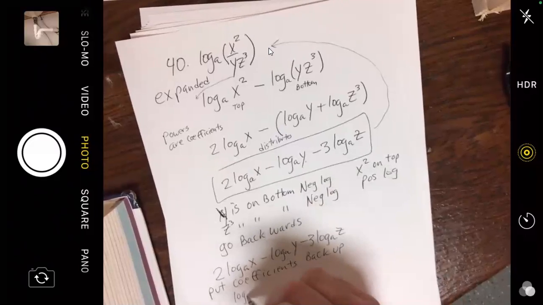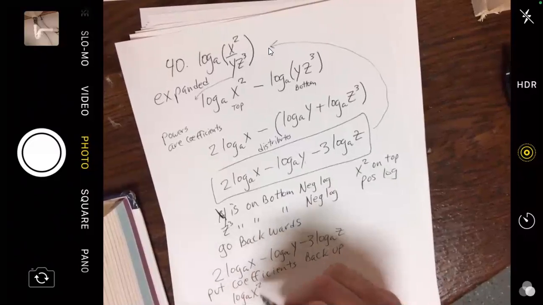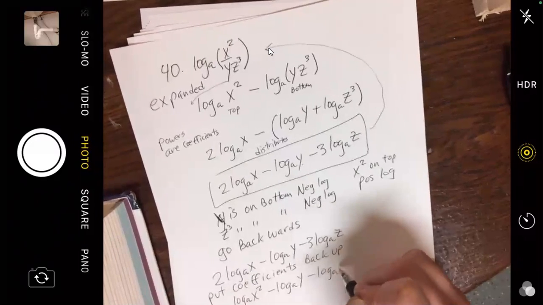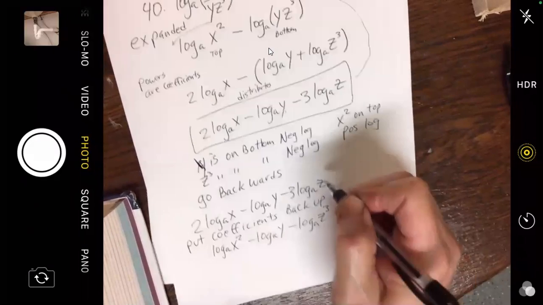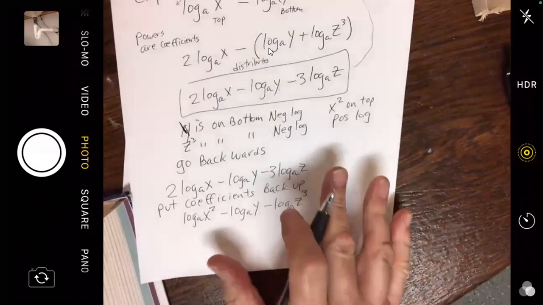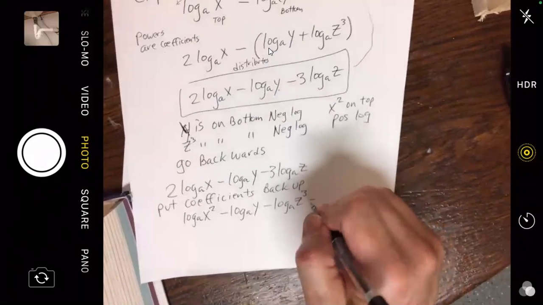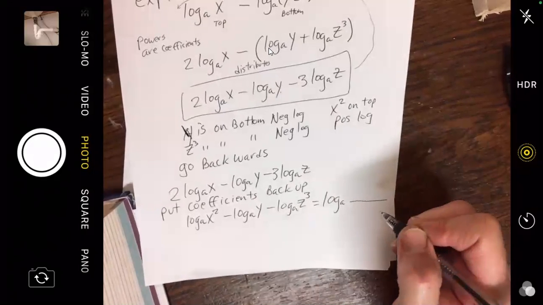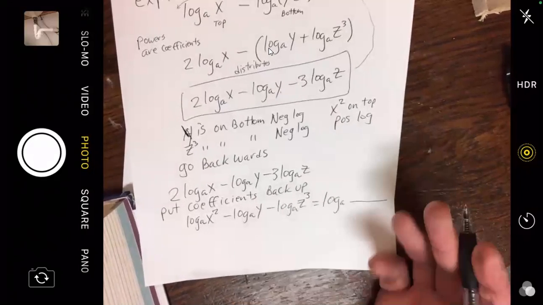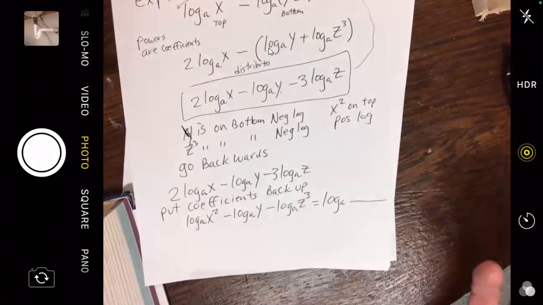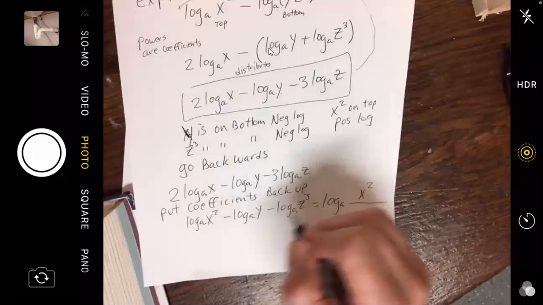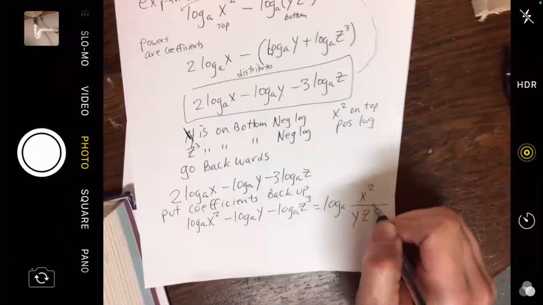Log base a of x squared minus log base a of y plus log base a of z to the third. You'd have a log base a with a fraction. If they're all positive, I don't need a fraction. They're all on top, there's no bottom. Any positive log goes up top. The negative pieces go on the bottom.